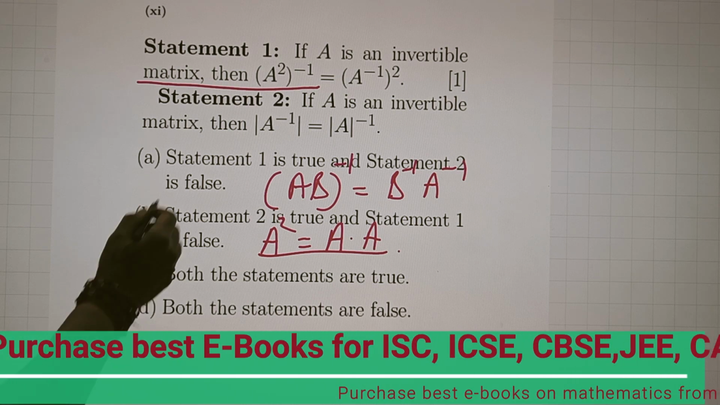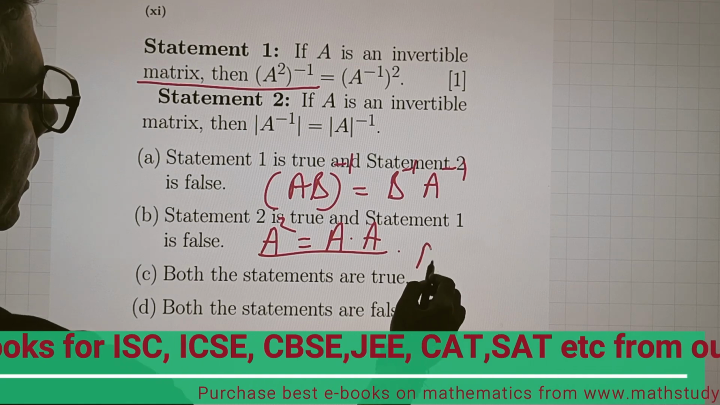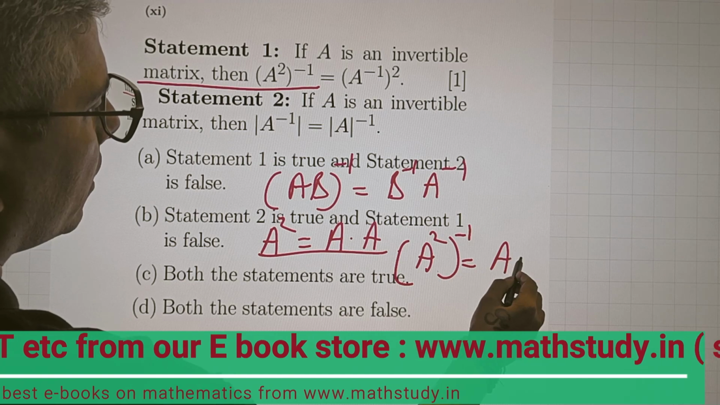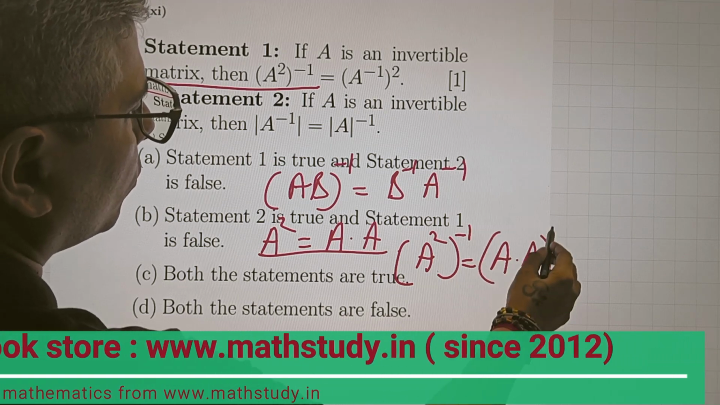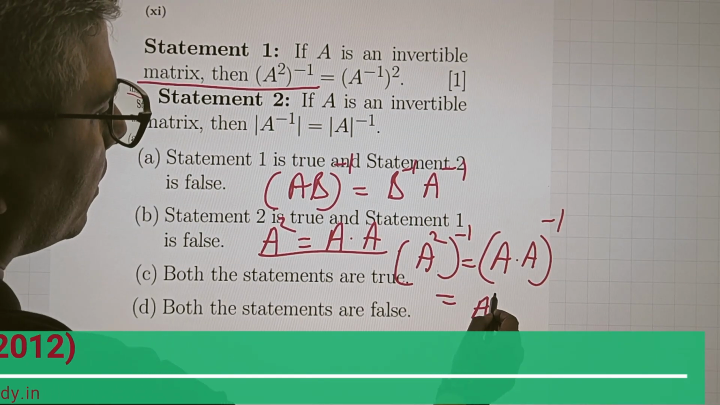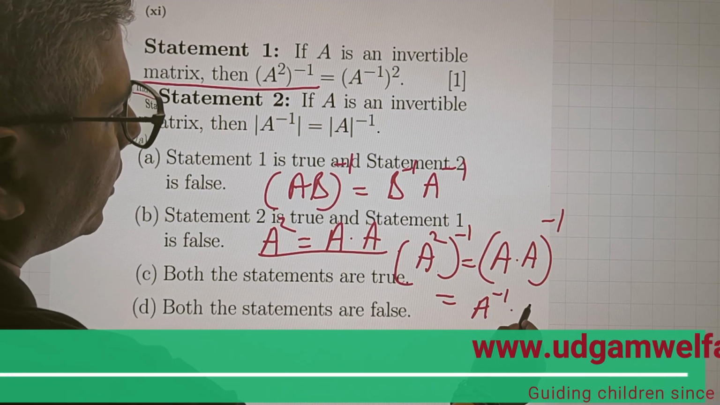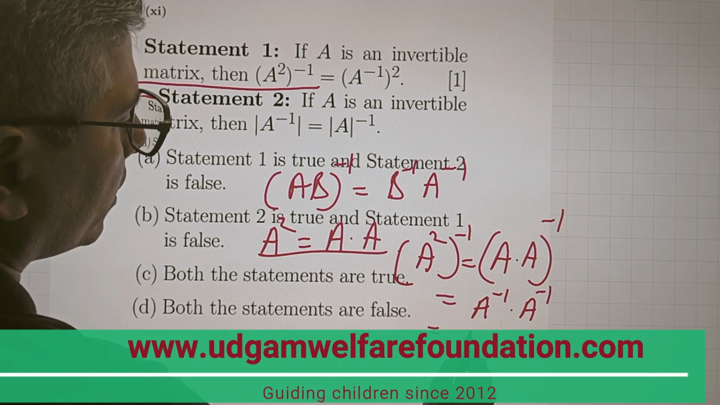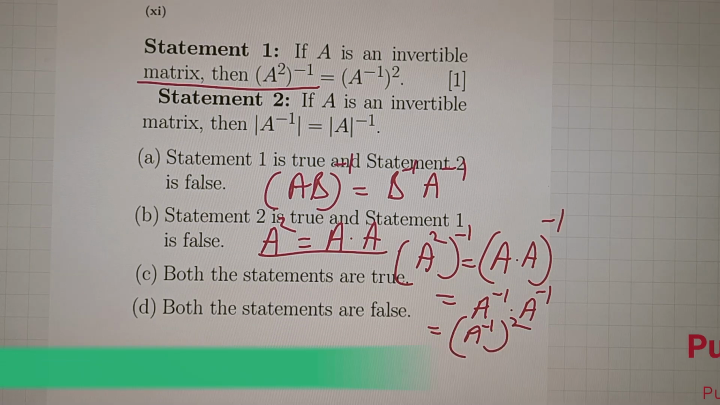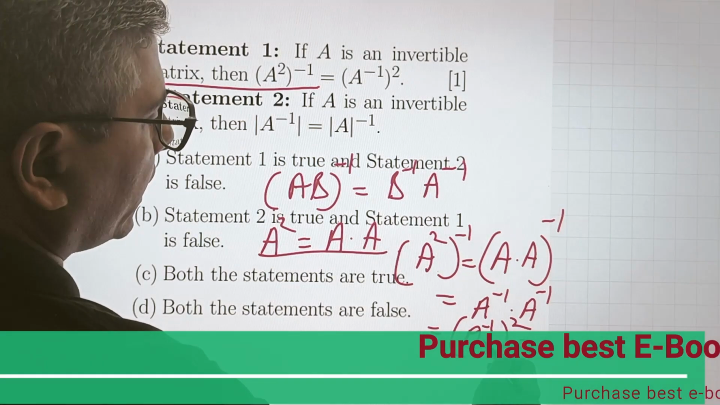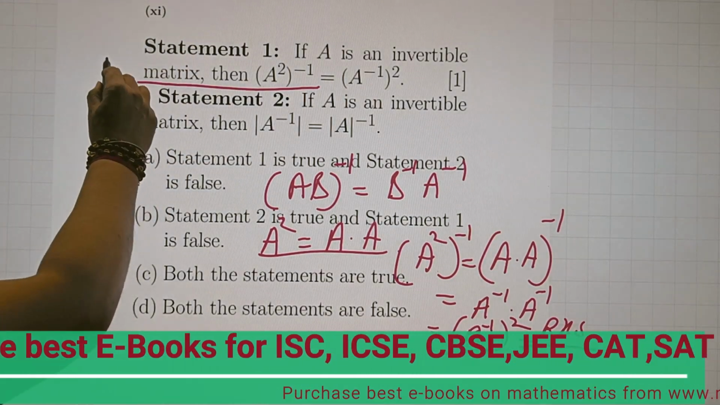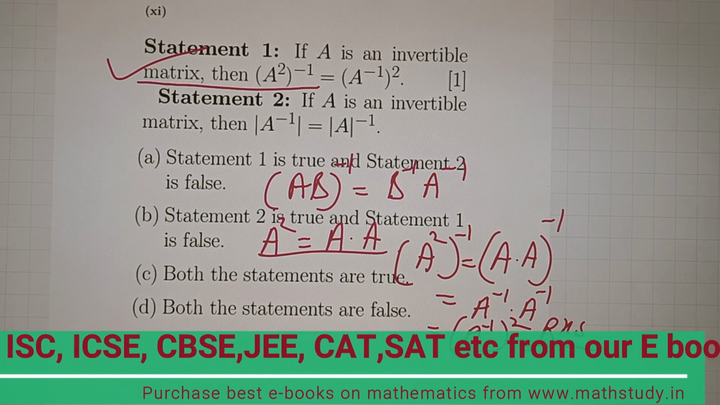Simply, how? Let's first check the LHS part. A square whole inverse can be written as A into A whole inverse, which can be further written as A inverse into A inverse, or A inverse whole square. Very simple. Here we got A inverse whole square, which is equal to RHS. Hence we can say that our statement 1 is the correct statement.